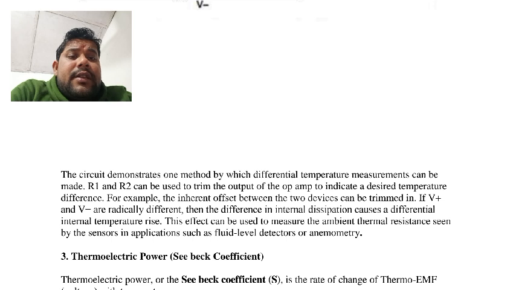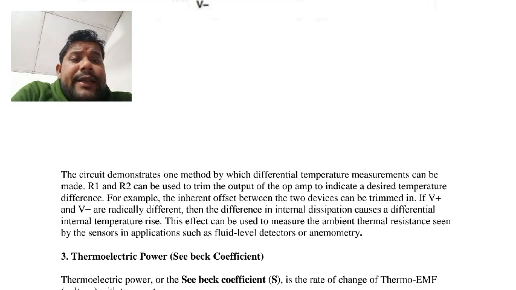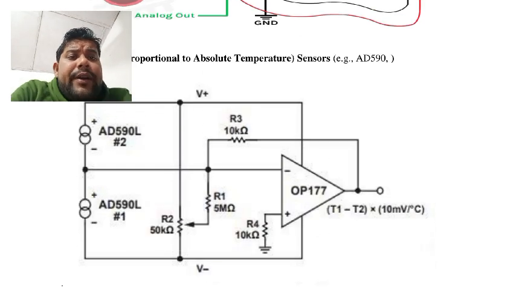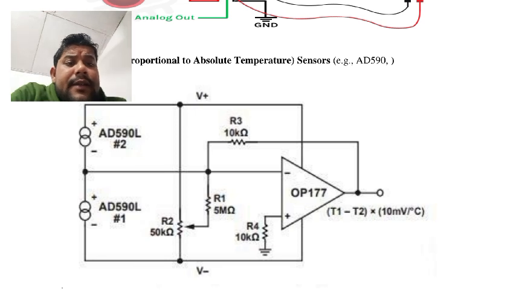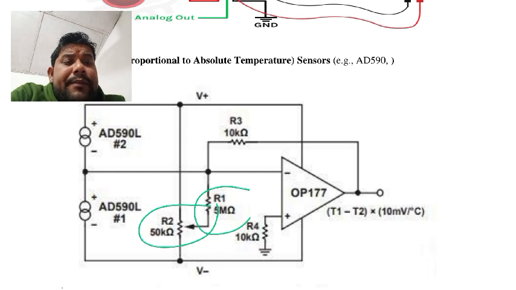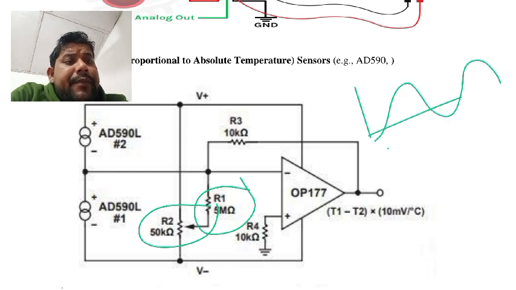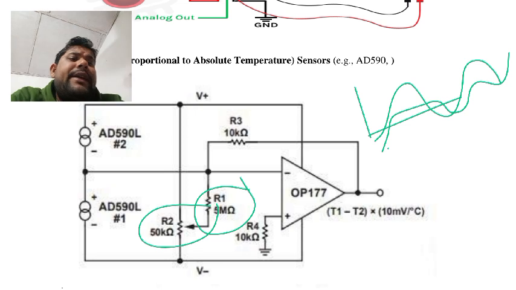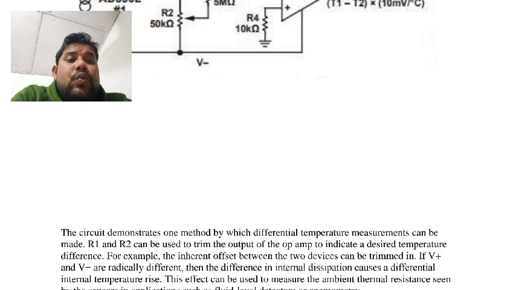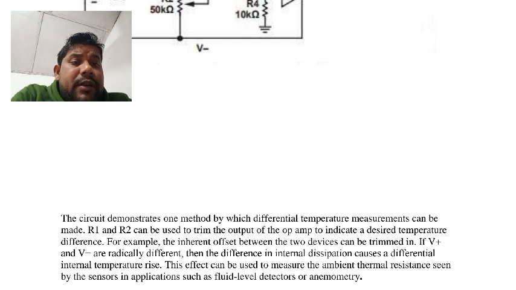The circuit demonstrates one method by which differential temperature measurement can be made, where R1 and R2 can be trimmed on the output. This is R1 and this is R2, which can trim the voltage. Trim means, suppose some voltage like here, if we want to trim this voltage, we can remove some part and change it. That trimming is done by R1 and R2, used to trim the output voltage to indicate a desired temperature difference.